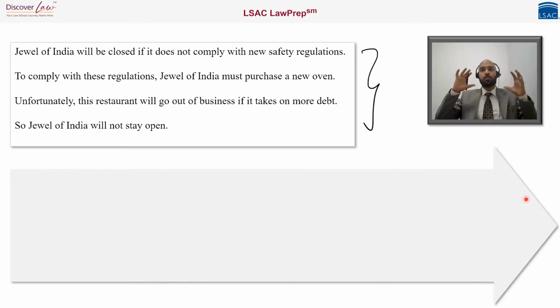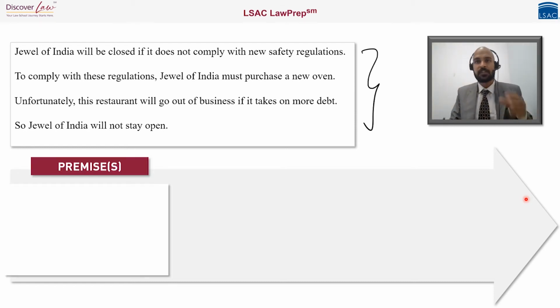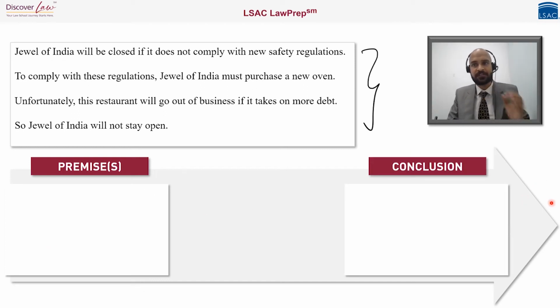Okay, what you need to understand is that an argument consists of a certain kind of structure. That structure first requires you to have some premises. The premises are the statements on which the argument is framed, right? And then on the basis of these premises, a conclusion is arrived at.